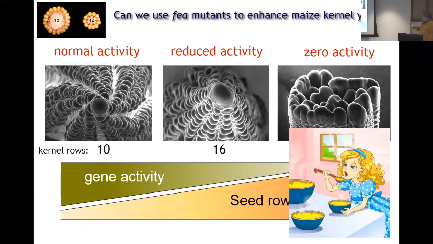Okay, so we call this the Goldilocks principle, or the sweet spot, right? Too hot or too cold is not good, but you want to be right in the middle and have the right temperature or right level of gene expression.